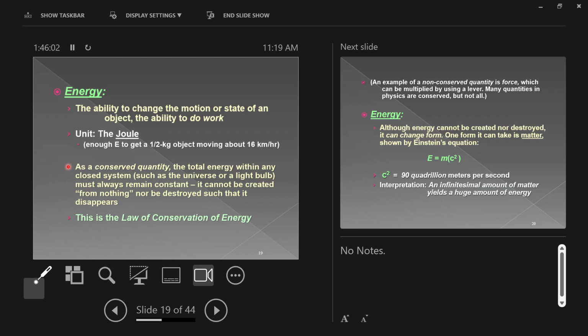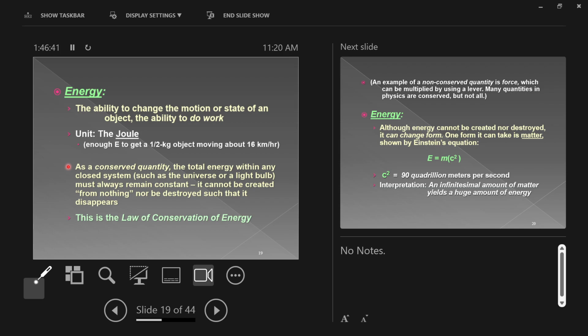The total energy within any closed system, such as the universe or a light bulb. A closed system is just any system, anything that doesn't have interaction from the outside, okay? So, you know, we can consider a light bulb a closed system, okay? So for all intents and purposes, nothing's putting energy into that light bulb except for the energy that we put into it, right? The universe is also like that, right? There's nothing acting on the universe from the outside, okay? It's a closed system. And so what we say about closed systems, let me give you an example of an open system. I think a closed system will make more sense when you understand what an open system is.